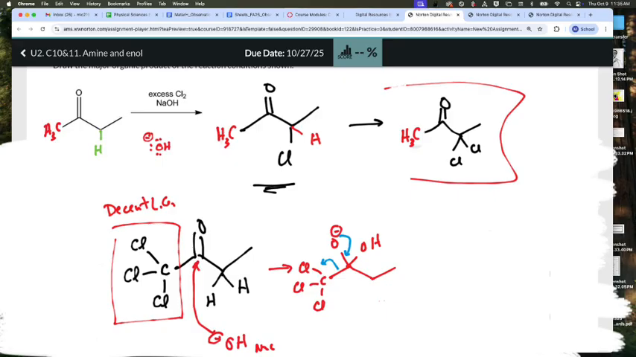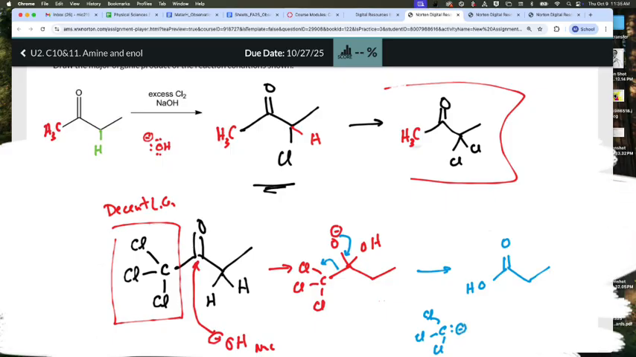Why does this become important to us? If we do that, what we end with is the carboxylic acid. Not just a carbonyl anymore, but a carboxylic acid. Does that change my chemistry? Yeah, it's going to change a lot of chemistry.